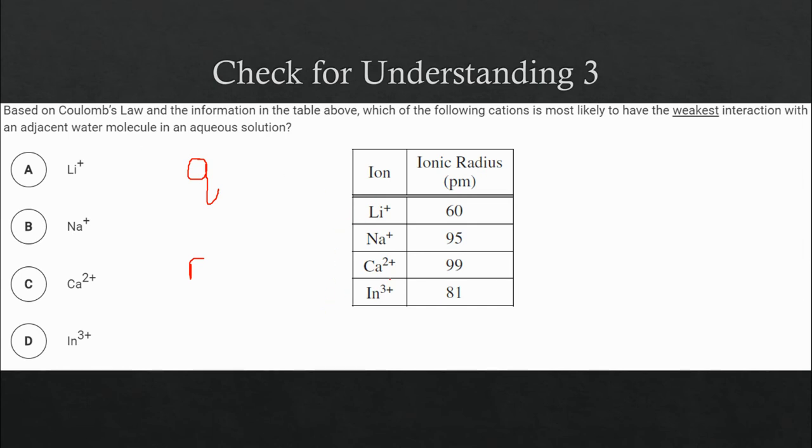And so notice In has the highest charge. Okay, that's going to mean the strongest attraction, but we're looking for the weakest attraction. So that would be between lithium and sodium. They have the lowest charges. So this is going to have the weakest attraction. So now we have to think about radius, and sodium has a larger radius, and therefore that would be a weaker attraction than lithium. So sodium is our correct answer.